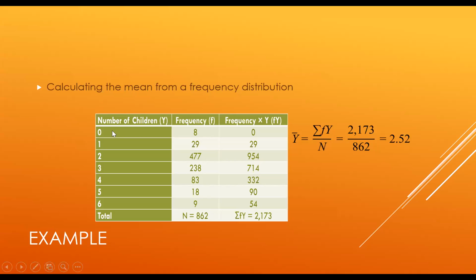So number of children that happened 8 times, 0 times 8 equals 0. 1 child, it happened 29 times, that would be 29. 2 children, that happened 477 times, 954. And so on and so forth. And then I need to sum it all. So the entire sum is 2,173. But now I need to divide it by n, which is the total number of cases in my data set. And I get that by summing the frequency, which is 862, which gives me an average of 2.52.